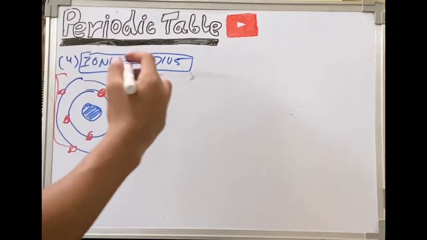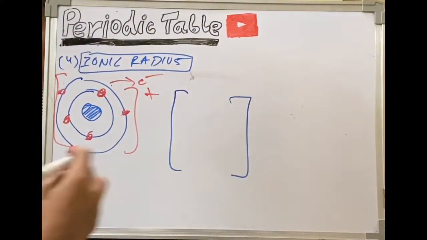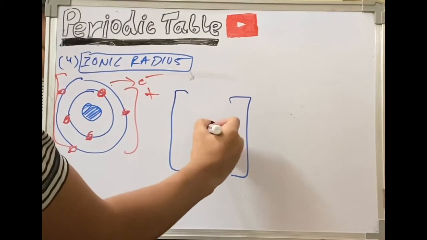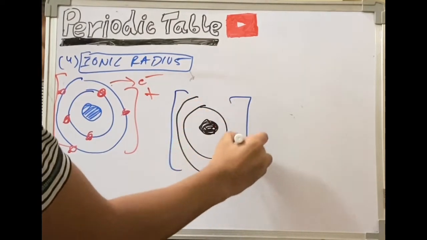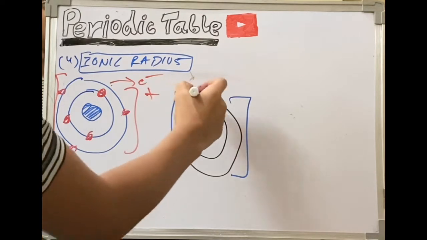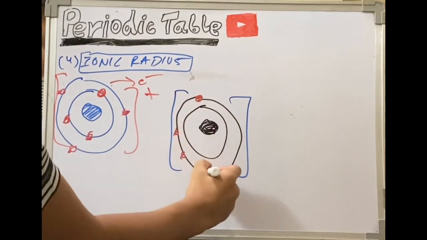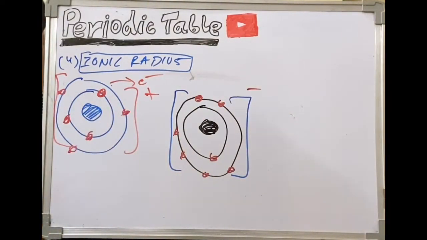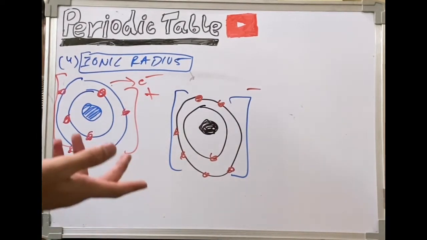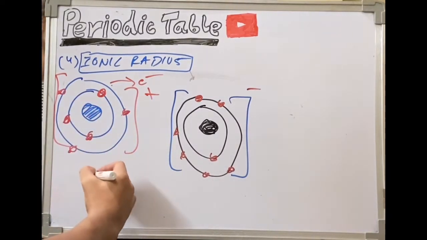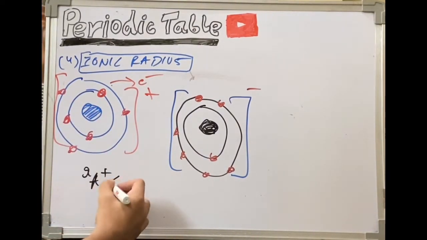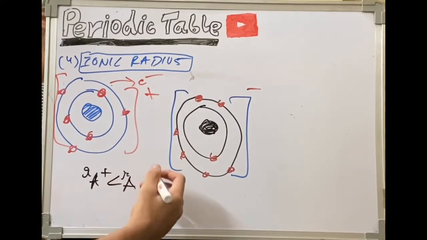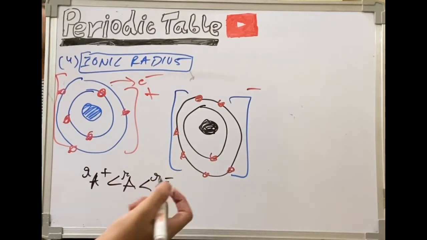Whereas an anion gains an electron. If it gains an electron over here, of course the effective nuclear charge will decrease because the number of electrons is increasing, so the shielding will increase as well. So we can say that the radius of A plus is less than that of A, and the radius of A minus is comparatively more.